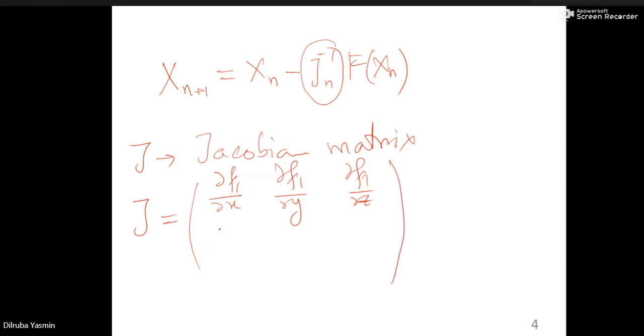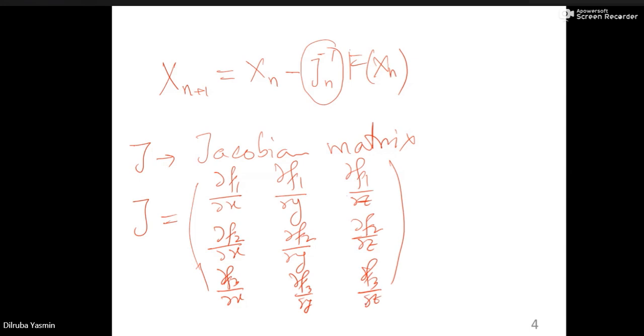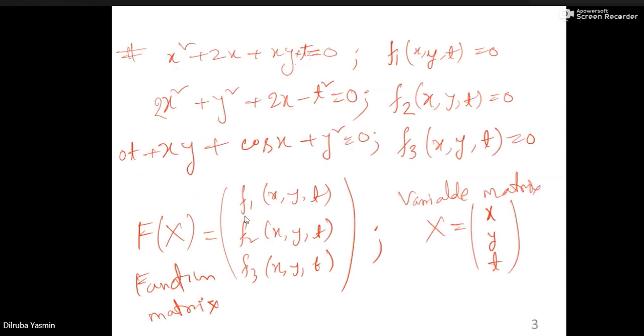How about the second row of the Jacobian matrix? Del f2 del x, del f2 del y, del f2 del t. How about the third row of this Jacobian matrix? Del f3 del x, del f3 del y, del f3 del t. Isn't it? So this is the Jacobian matrix. So from where do you get f1, f2, f3? Come back here. This is the f1 function, this is the f2 function, this is the f3 function.